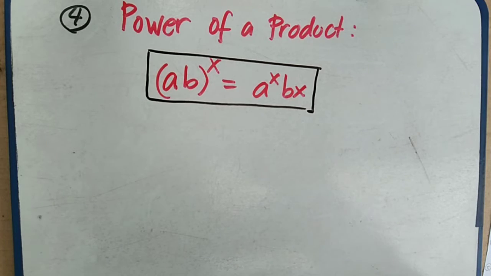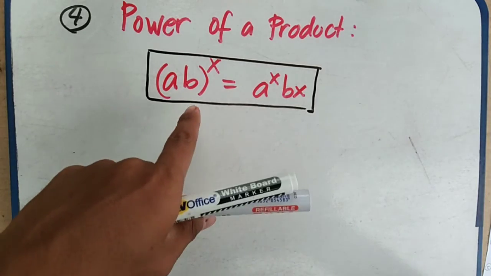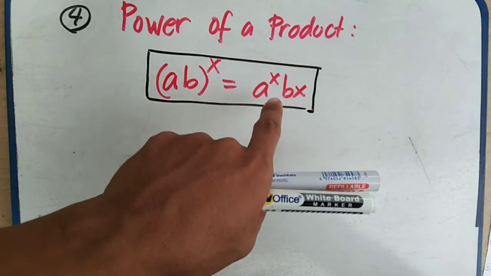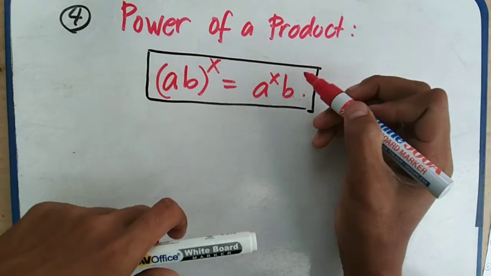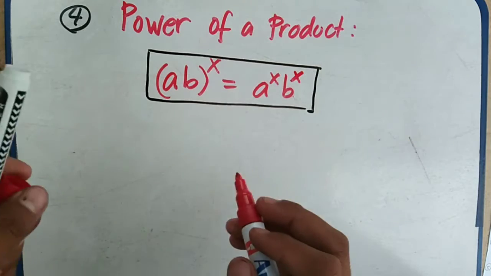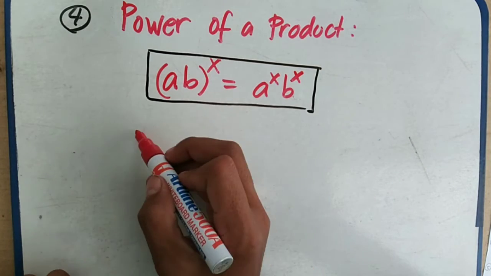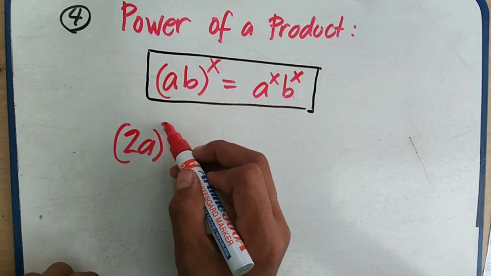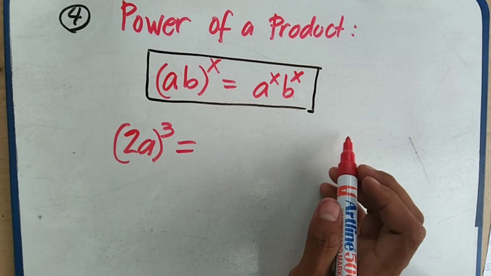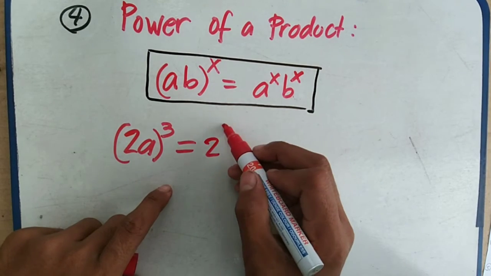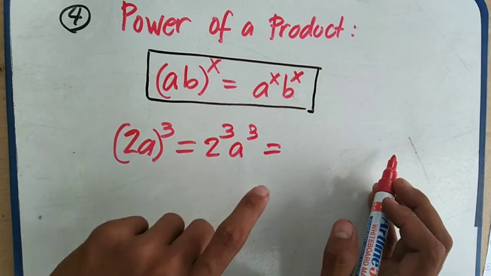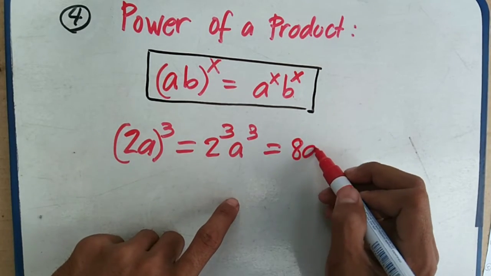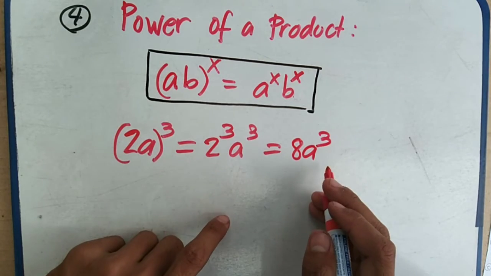The fourth rule is the power of a product. In the form a times b raised to x is equal to a to the x, b to the x. Mali yung notation ko. Example, if we have 2a raised to 3, this can be written as 2 to the third and a to the third. So, pwede natin ma-simplify. 2 to the third is 8. So, this is the answer.